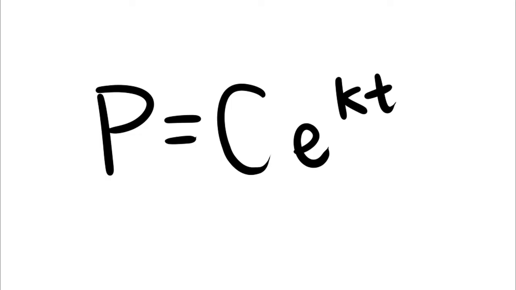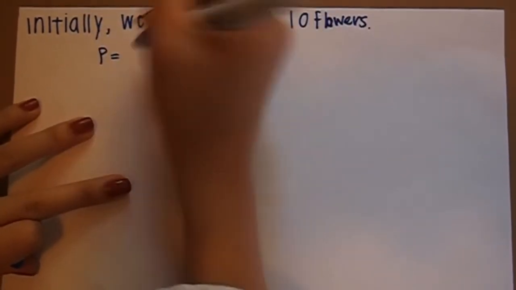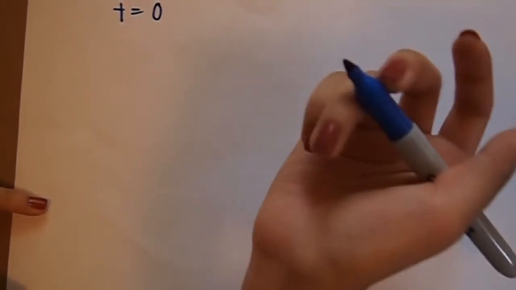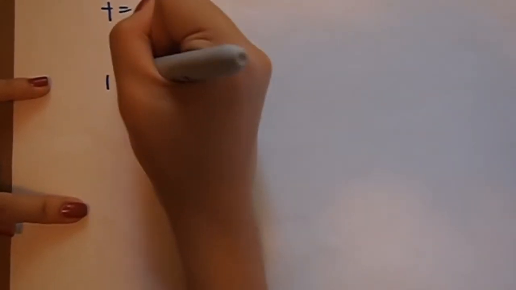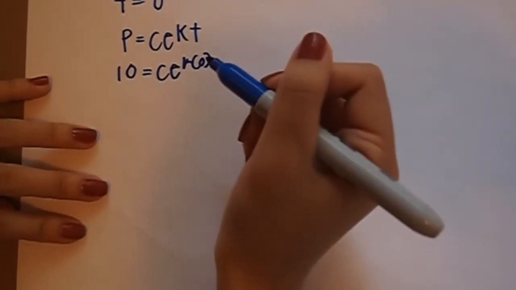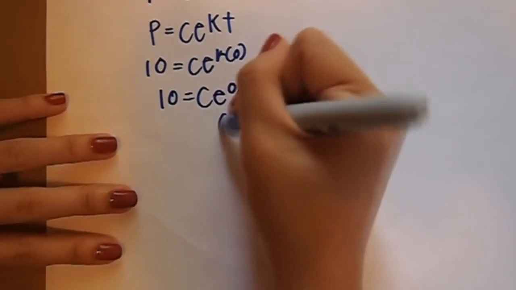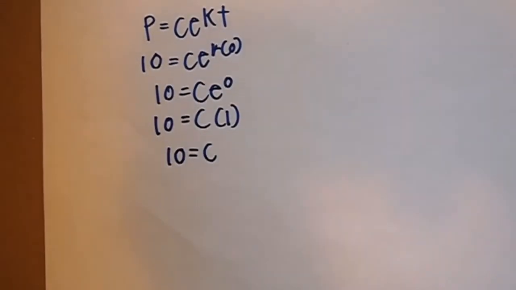Now that we found the equation, we have to solve for C. Initially, we started with 10 flowers. So P equals 10, and t equals 0. So now we plug it into the equation that we got previously, which was P equals C e to the kt. And so P equals 10, so 10 equals C e, and we said that t equals 0, so it's k times 0. So it's 10 equals C e to 0, and we know that e to the 0 is actually 1. So in the end, we end up with C equals 10.